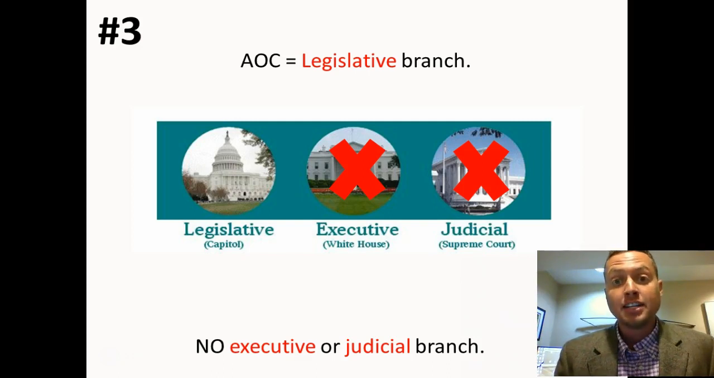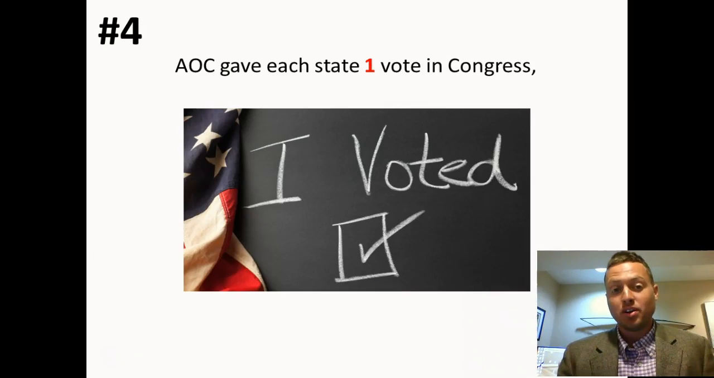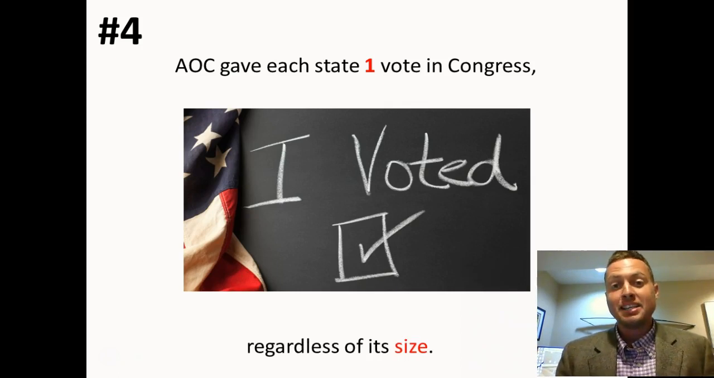Now let's talk about that legislative branch. They had a Congress. Each state got 1 vote. It didn't matter how big or how small you were. The Articles of Confederation gave each state 1 vote in Congress, regardless of its size. So if you were really big states, and the big states back then were New York, were Virginia, or in the small states were Delaware, New Jersey, it doesn't matter. You're a state, you all get the same. So the small states love it, the big states don't.